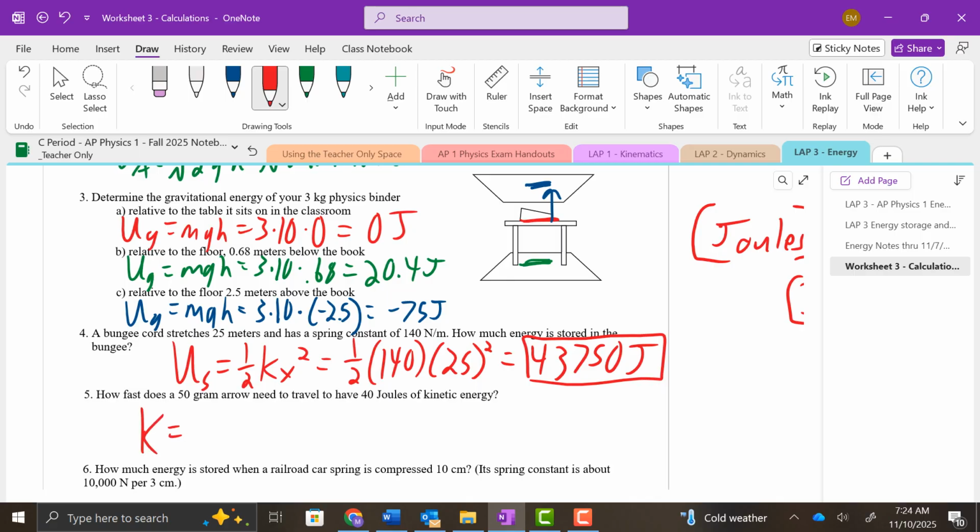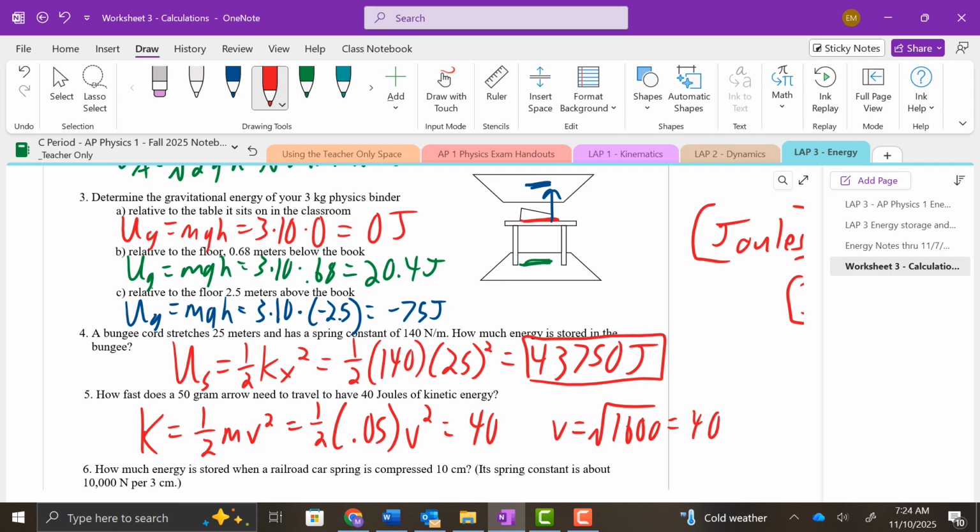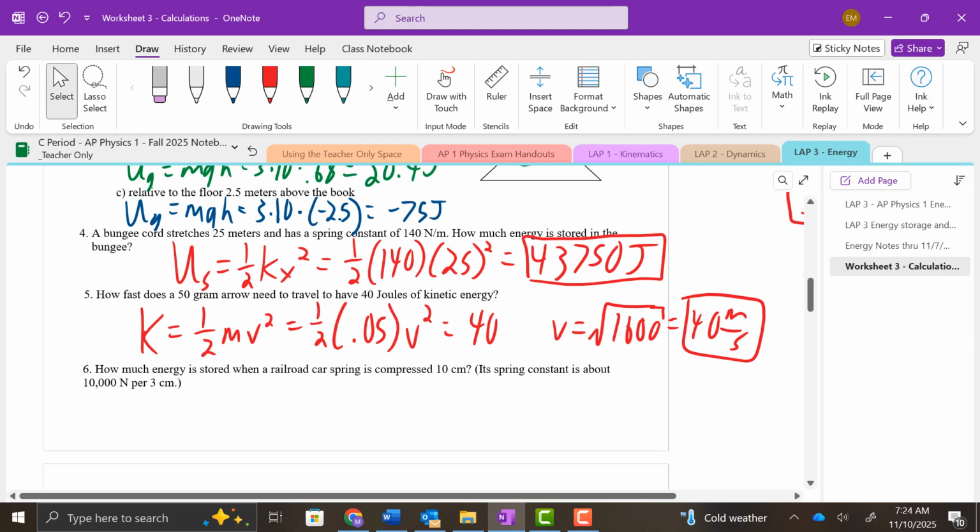This question, we get K is equal to 1/2 mv squared. 1/2 times 0.05 times v squared is equal to 40. If you do your math correctly, you will get V is equal to the square root of 1600, or 40 meters per second. Always reduce your radicals, by the way. In physics, we like to see the decimals.